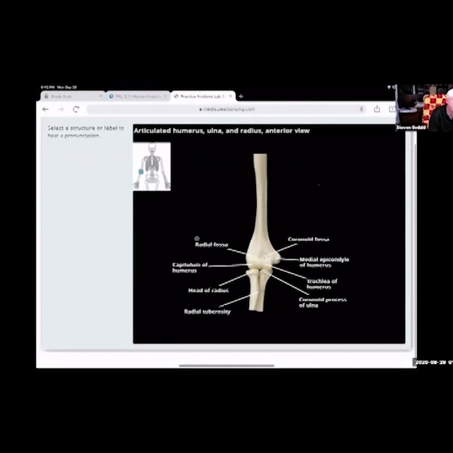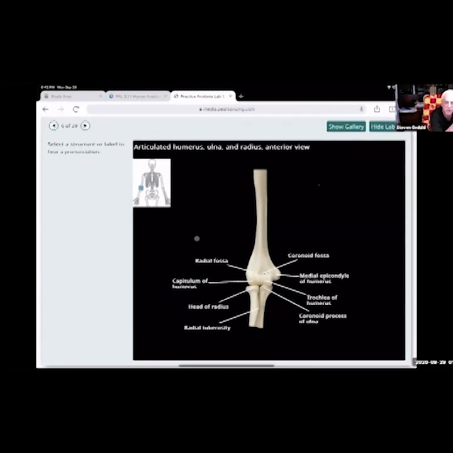Okay, so this is the elbow joint. This is the humerus bone coming straight down here. And on the humerus bone, you have your coronoid fossa. You have a medial epicondyle on the humerus. Then there are two divisions where the ulna and the radius fit in. It has the trochlea. This is the trochlea right here, that blue area. The trochlea is where the ulna fits in.